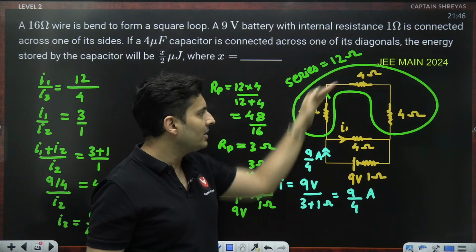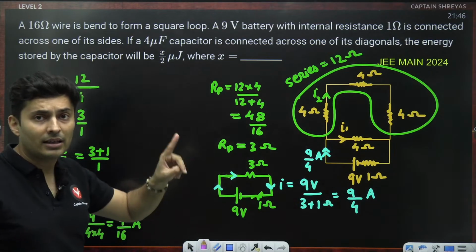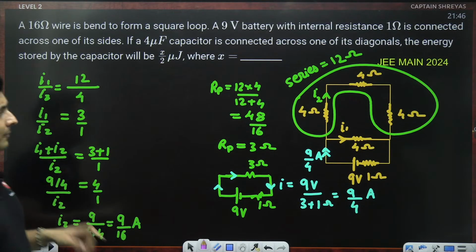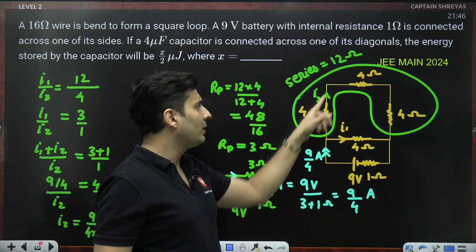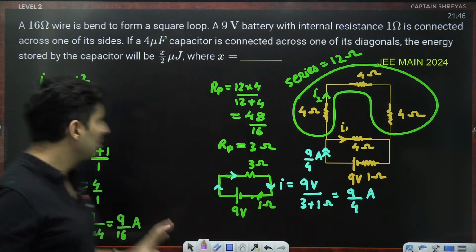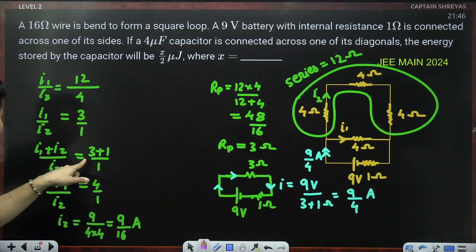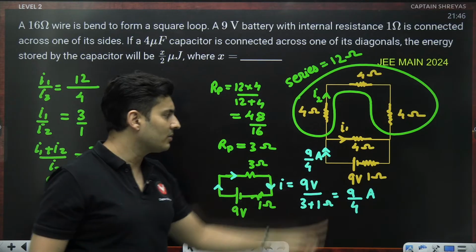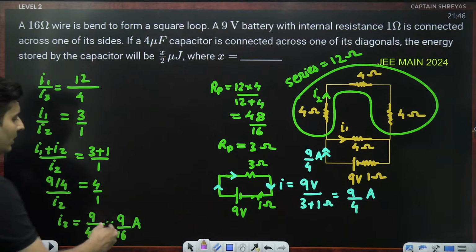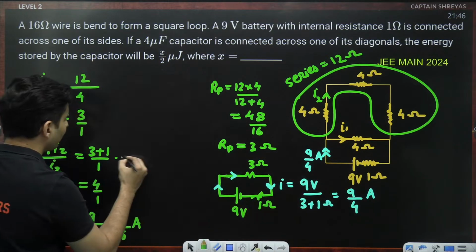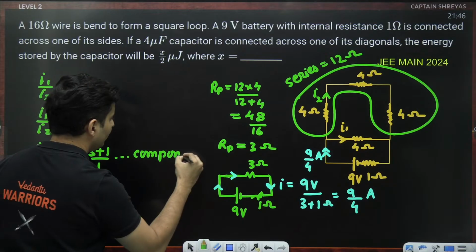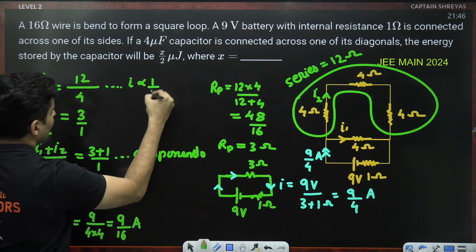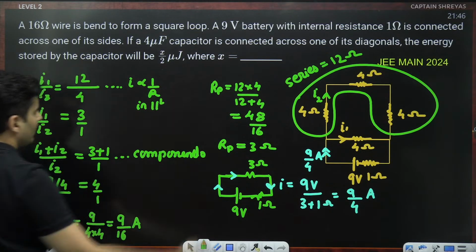This branch and this branch are in parallel, and whenever branches are in parallel, currents are inversely related to the resistance. So I1 is to 4, I2 is to 12. I1 is inversely related to 4, I2 is inversely related to the 12 ohms. And then I thought, why not do componendo? Because if I add these currents, I will get the total current by Kirchhoff's current law. So I did the componendo property over here, in case some of you did not realize it. And this was nothing but current being inversely proportional to resistance in parallel circuits.